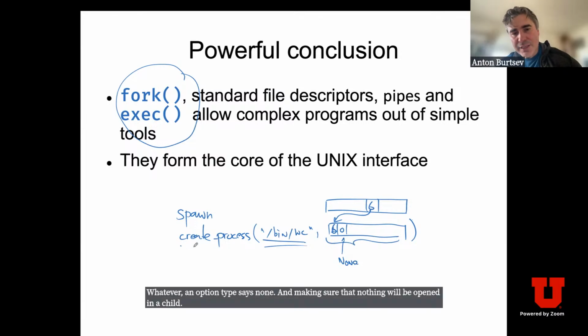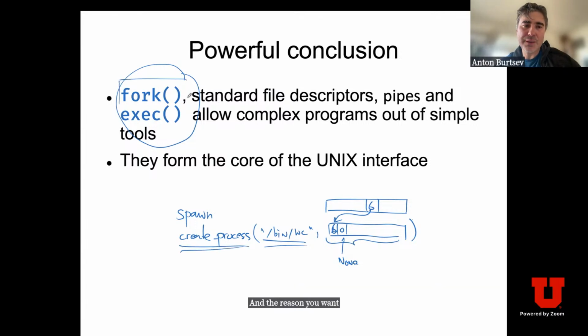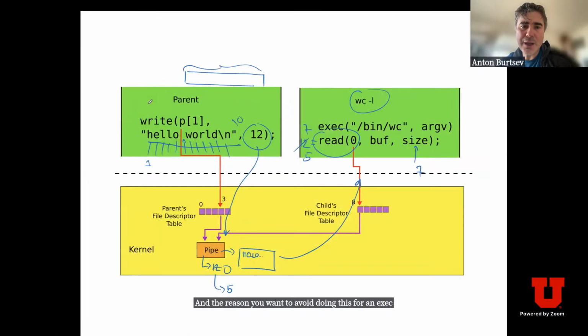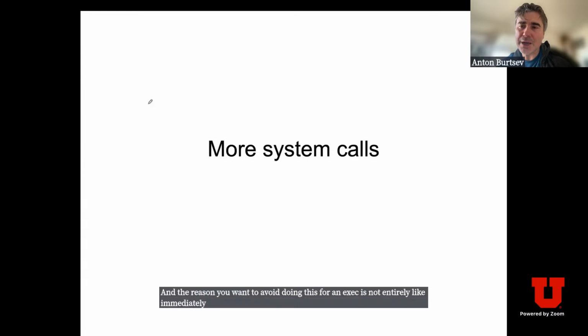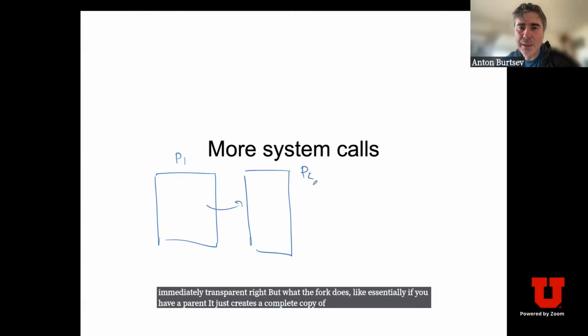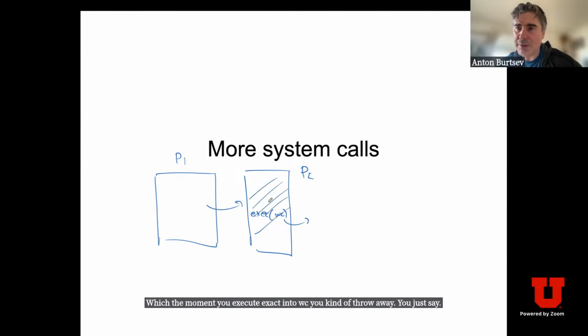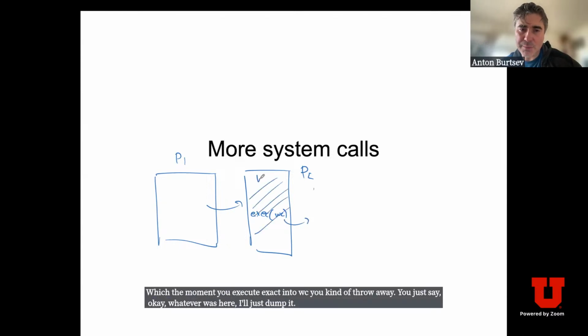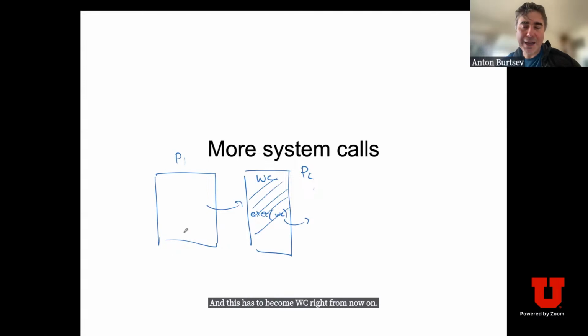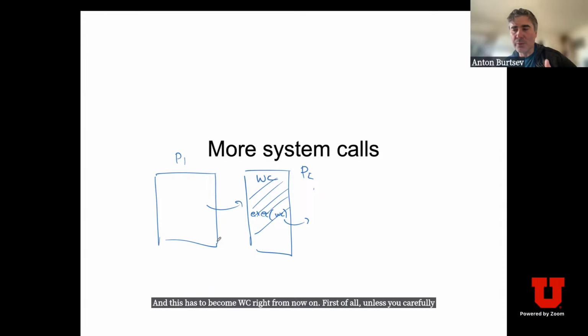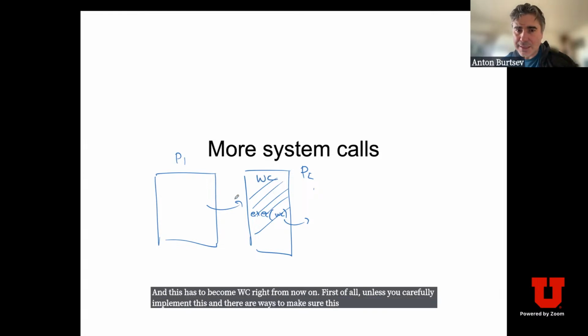The reason you want to avoid doing this fork and exec is not immediately transparent. What fork does is, if you have a parent, it creates a complete copy of the parent, P2, which the moment you execute exec into WC, you throw away. You just say, okay, whatever was here, I'll dump it, and this has to become WC from now on. First of all, unless you carefully implement this, and there are ways to make sure this copy is optimized as hell.